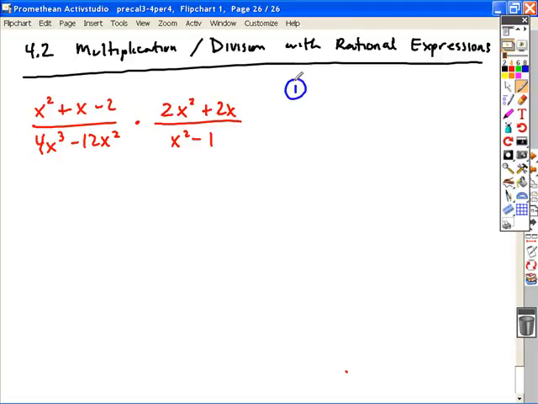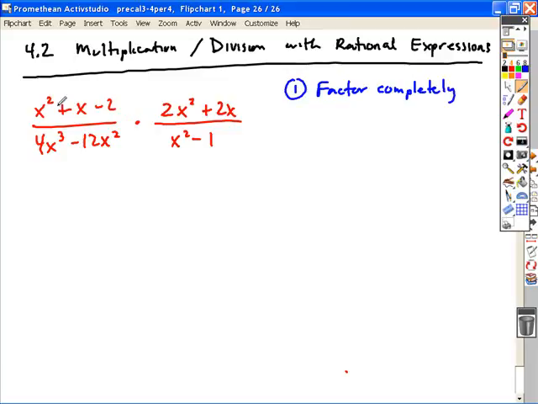Step one, just like with the other, is to factor completely. So you want to factor your numerators, factor your denominators. And then the nice thing with multiplying rational expressions is when you multiply two fractions, you just multiply across the numerators and across the denominators. So we can combine these all into one single fraction anytime you see that multiplication symbol.